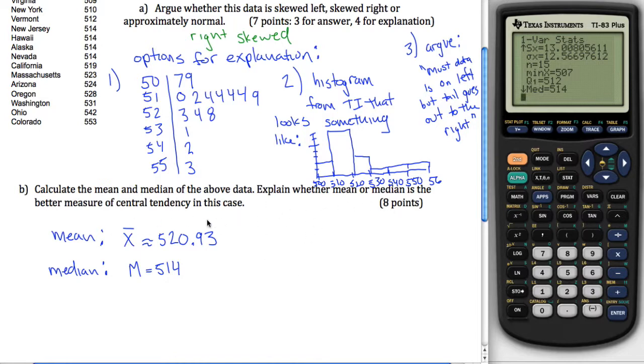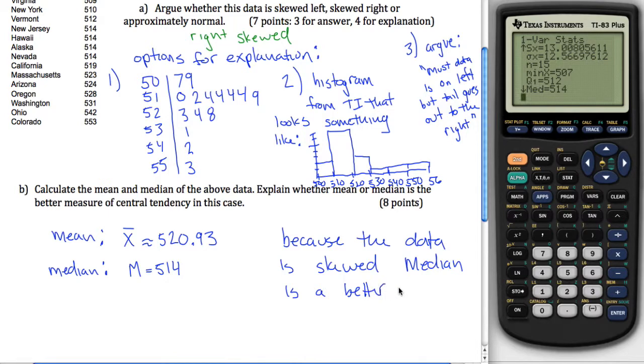And then, which one is a better measure of central tendency? Because the data is skewed, median is a better measure. And that is because it's more resistant to outliers. So therefore, when it's skewed, you report median.